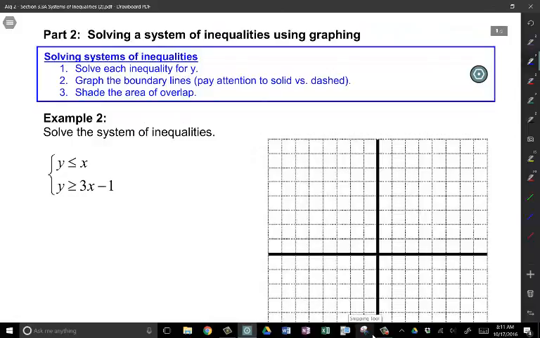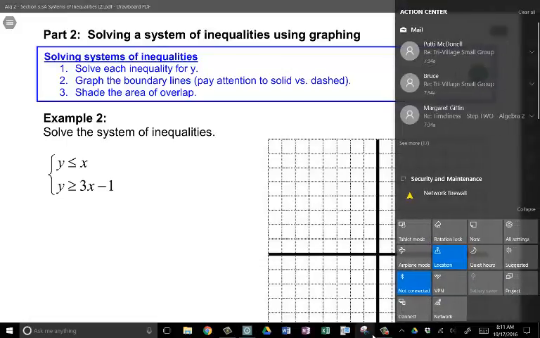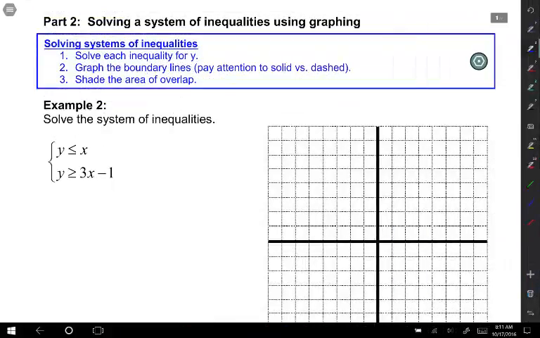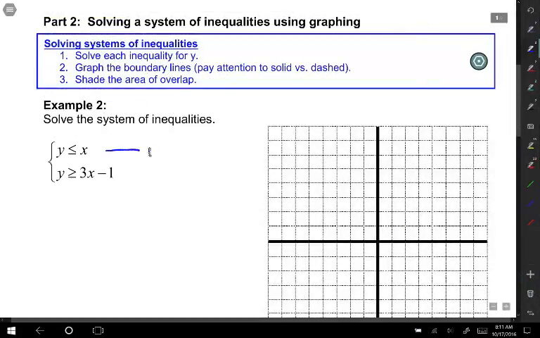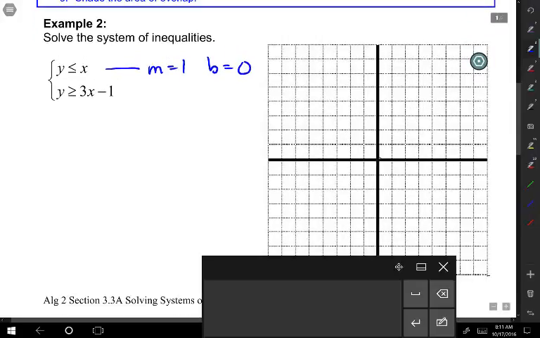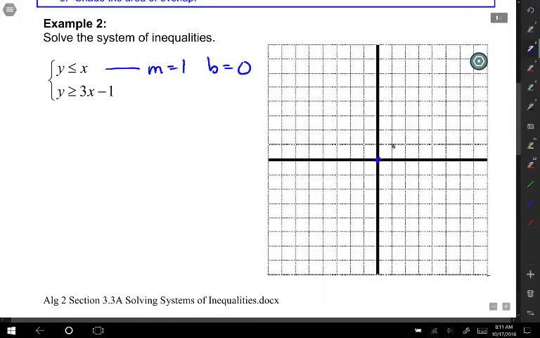If you scroll down to there, this is a great chance to review graphing lines in preparation for our quiz tomorrow. So let's look at this first one. y is less than x. What's the slope here? 1. What's the y-intercept here? 0. So let's go to our graph, and let's put a dot at 0, and let's go up with a slope of 1. I'm going to do this in one color, and I'm going to do the other graph in another color.